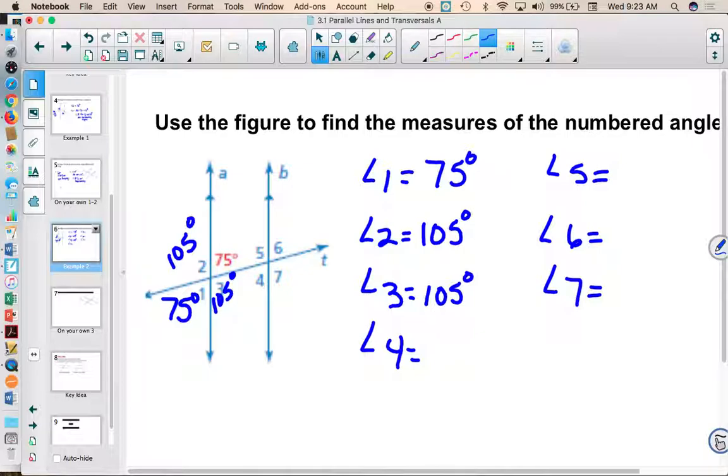Lily, number 4 is 75 degrees. How do you know that? Because angle 4 and angle 1 are corresponding, therefore they have to be equal. Good job. Couldn't it also be an alternate interior? Alternate interior to which one? With the given. Yes, that's another reason. Good job, both of you. Okay?